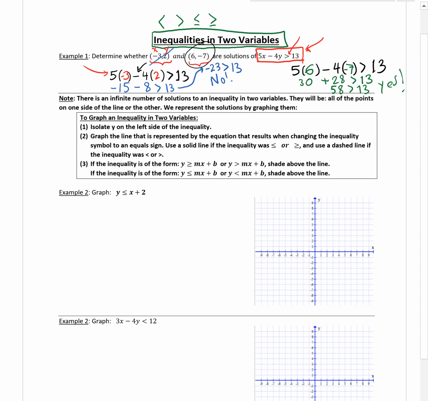All right, so that means the second ordered pair is a solution to this inequality in two variables, but the first ordered pair was not. So it's kind of like a yes and no. Yes for the second one, no for the first one. Okay, so if you see problems like that in the homework, you'll know how to do it.